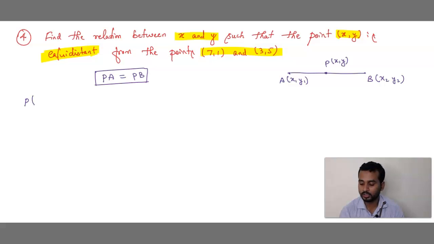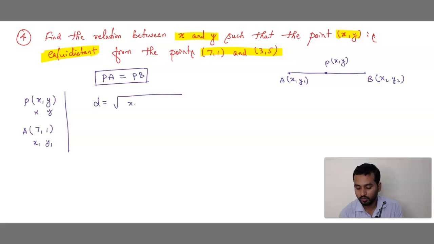What are the coordinates of P? x comma y. P is x comma y. What are the coordinates of A? 7 comma 1. That's nothing but this is x1 and this is y1. This is as it is x y; x value is x only, y value is y only. First, one time we write the formula. We know that d is equal to root of x2 minus x1 whole square plus y2 minus y1 whole square. So this is our distance formula.